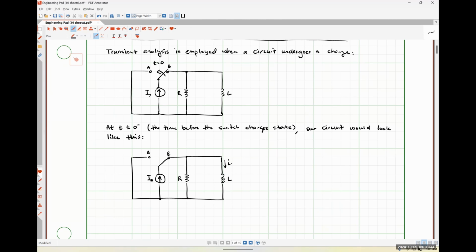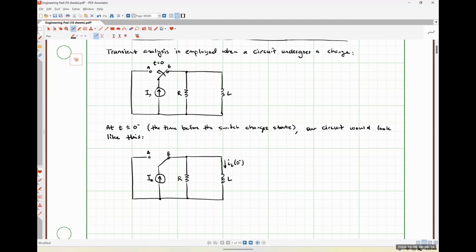So I'm going to label this inductor current as IL at 0 minus, because whatever it's doing the moment before the switch changes state is representative of what it's doing the entire time before the switch changes state, because it's a DC circuit. So there is no change. So I can encapsulate all of that information by evaluating the circuit at this particular single point in time.